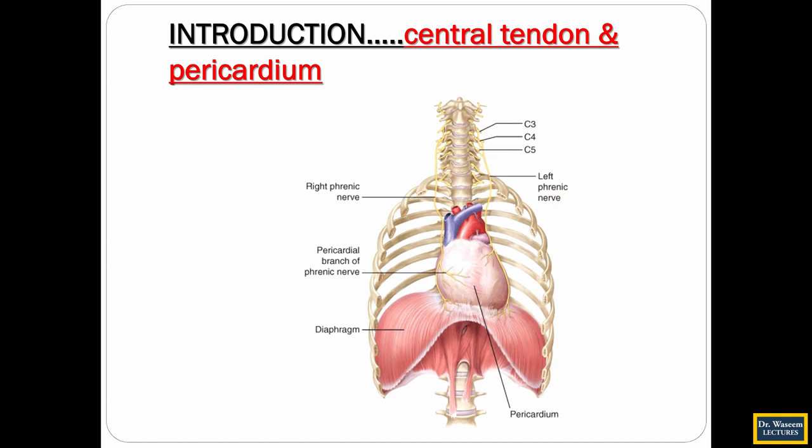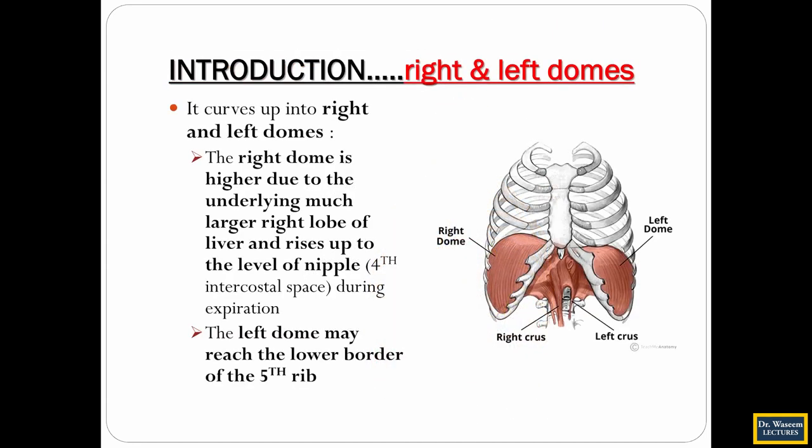So seeing this also, the central tendon and the pericardium are inseparably blended here. But it is in the form of two domes. You see this is the right dome, and under the right dome lies the liver, and because the right lobe of the liver is much larger than the left lobe, the right dome of the diaphragm is a little higher than the left dome. Under the right dome of the diaphragm is the right lobe of the liver, which is much larger than the left lobe. The right lobe being larger raises the right dome of the diaphragm up to the level of the nipple, the 4th intercostal space.